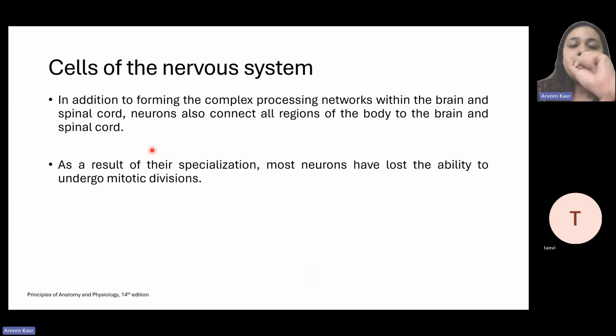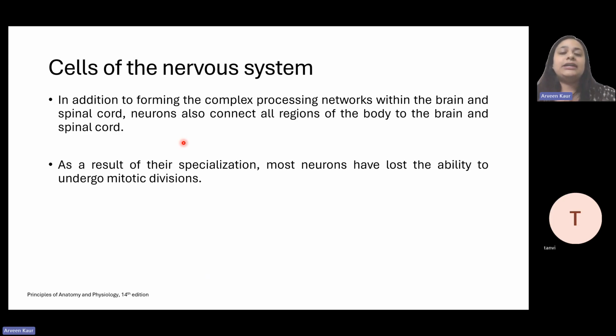undergo mitosis again, right? Similarly, our Kupffer cells, which are resident macrophages of the liver, are specialized. If they die, new Kupffer cells might be born, but they will not undergo any mitotic divisions themselves. So similarly, neurons are also specialized cells which have lost the ability to undergo mitotic divisions.